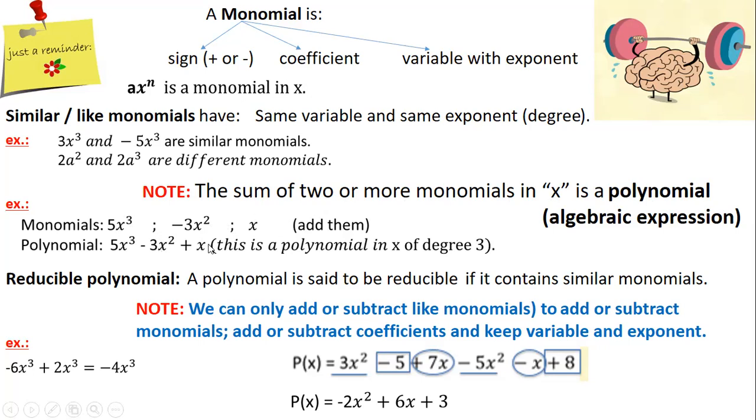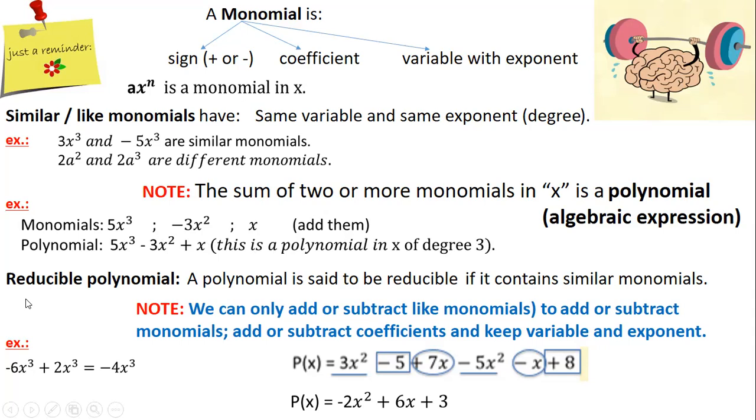This polynomial has a degree of 3. What do we mean by the degree? It is the highest exponent of the variable. Here the exponent is 3, here the exponent is 2, here the exponent is 1, so this polynomial has degree 3.